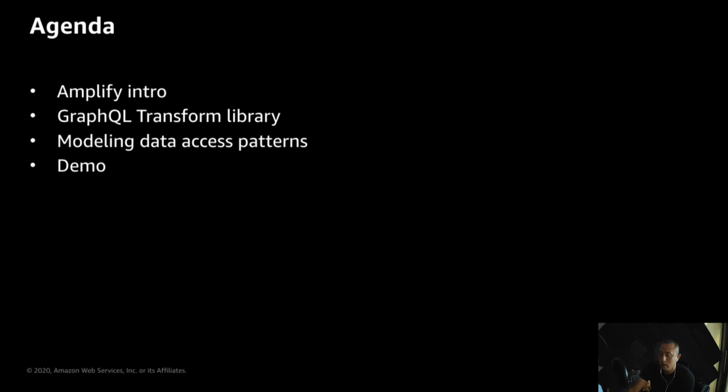So this is going to be broken up into 4 parts. We're going to be doing an introduction to Amplify really quickly. We're going to then be looking at the GraphQL transform library and the directives that are available there. We're going to then look at how to use that library to model different data access patterns, and then we're going to jump into a demo.